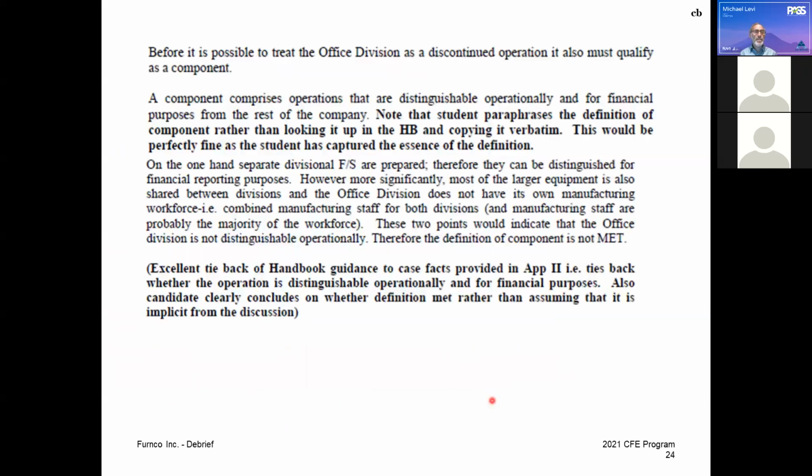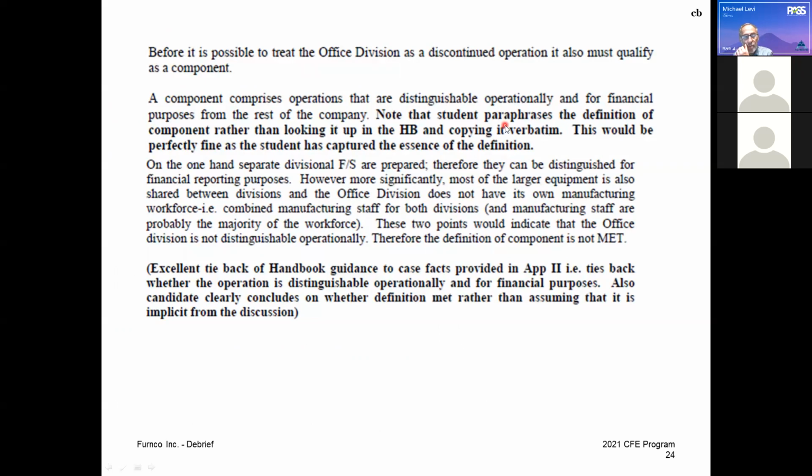Okay, now let's continue. Before it is possible to treat the office division as a discontinued operation, it must also qualify as a component. A component comprises operations that are distinguishable, operationally and for financial purposes, from the rest of the company. So here's my comment.